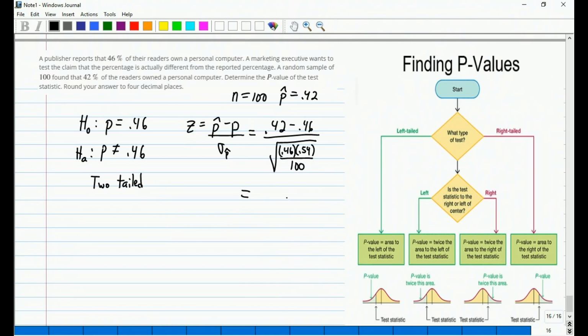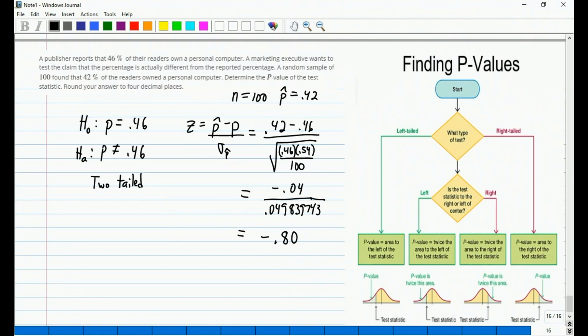So I have in my denominator 0.049839743. That's a little extreme, but whatever. Now I need 0.42 minus 0.46. That's going to be negative 0.04. So now I'm going to say negative 0.04 divided by 0.049839743. And if I round to two places, I have negative 0.80.